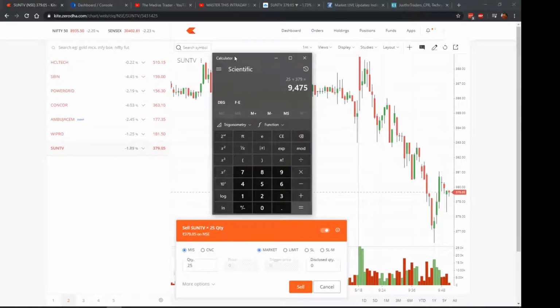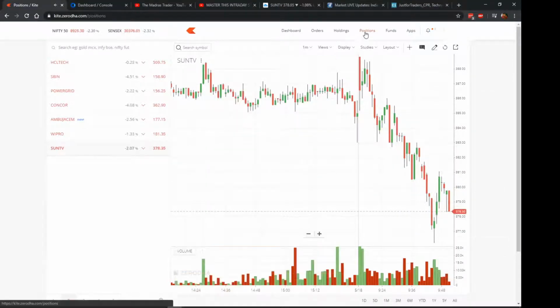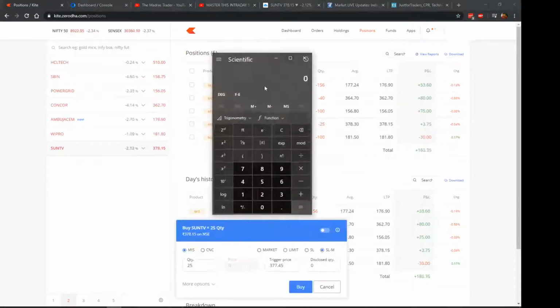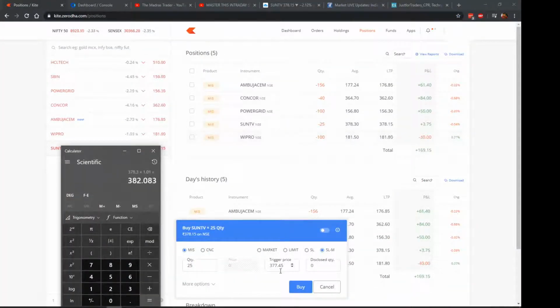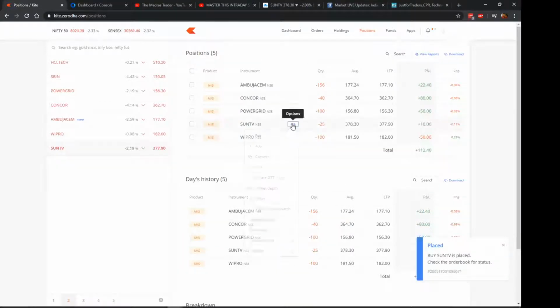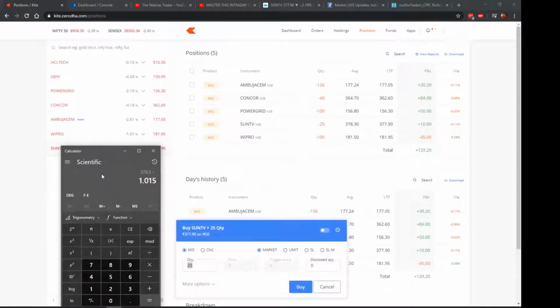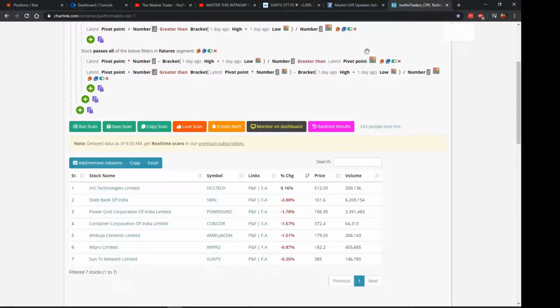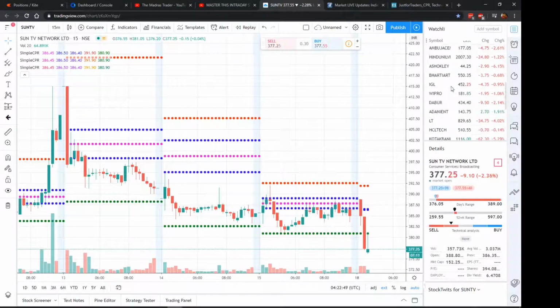Now we are looking at Sun TV. Based on the price, we are only buying 25 stocks. Most of these individual stocks, I am only risking about 20 to 25,000 rupees worth of money, because there are about 7 stocks, and my total funds available are about 1 lakh. So I don't want to blow all my account in one day.